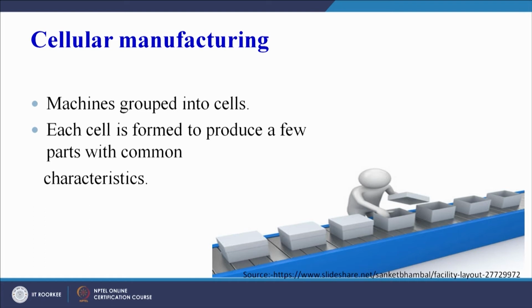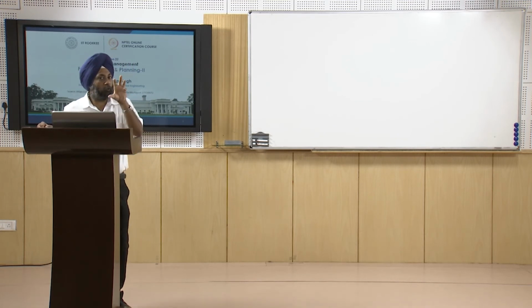Before explaining the concept of cellular manufacturing, I would like to invoke another word, that is group technology. Because here we are producing few parts with common characteristics, so the word group comes into picture. We try to group the parts the company is producing into a part family, and that family has certain common characteristics. For example, all the axisymmetric parts of a specific length can be grouped into one part family, and that part family can be processed in one cell.